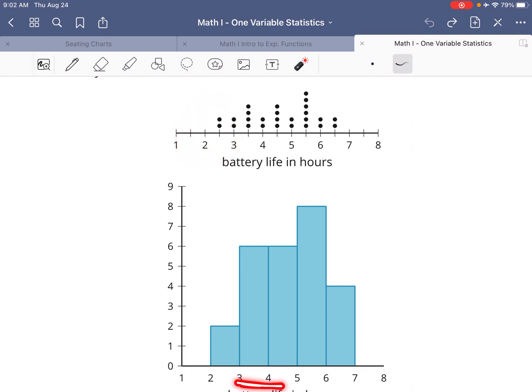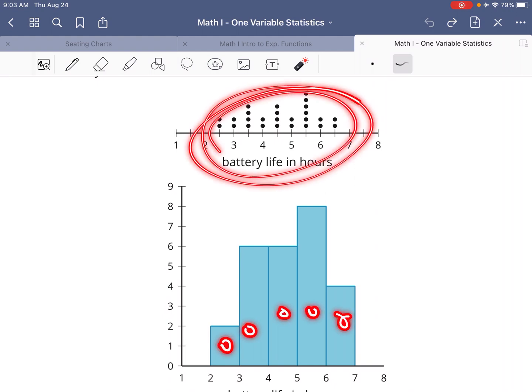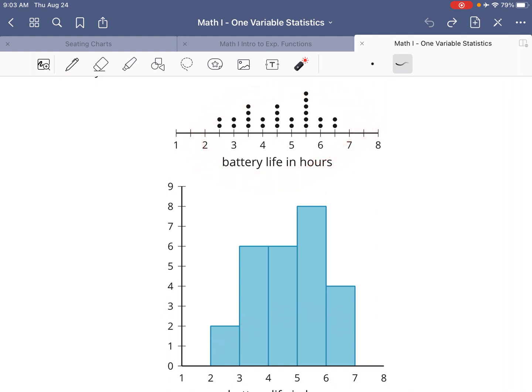And if you look at 3 to 4 here, that represents all of the phones that had cell phone battery life of 3 hours up to, but not including, 4 hours. And if we take a look at our dot plot, we can see we got 2 and then 4 more, and that gives us our total of 6. So each of these bars is collecting dots, data points, into a single bar, a single bucket of data.